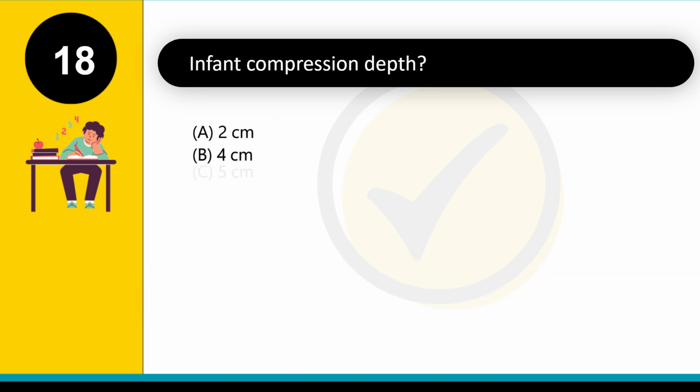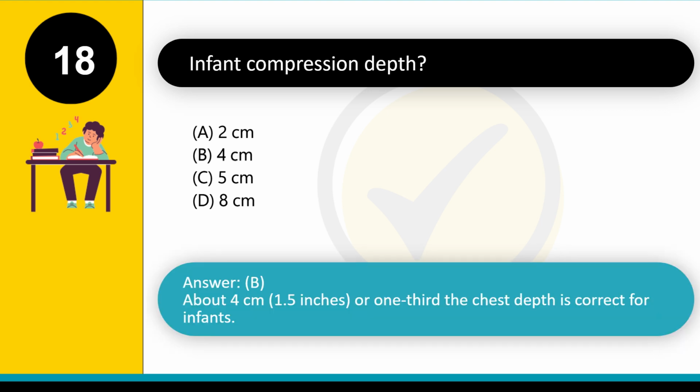Infant compression depth? A. 2 cm. B. 4 cm. C. 5 cm. D. 8 cm. Answer, B. About 4 cm, 1.5 inches, or 1/3 the chest depth is correct for infants.